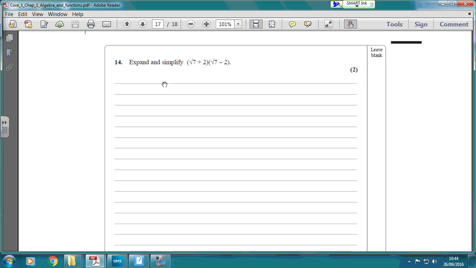Next one, root 7 times root 7, so it's a slightly different way around this time. Root 7 times root 7 is just 7. 2 times minus 2 is going to be minus 4, plus 2 root 7, minus 2 root 7. They cancel, 7 minus 4 leaves us with 3. Again, very quick and very simple.